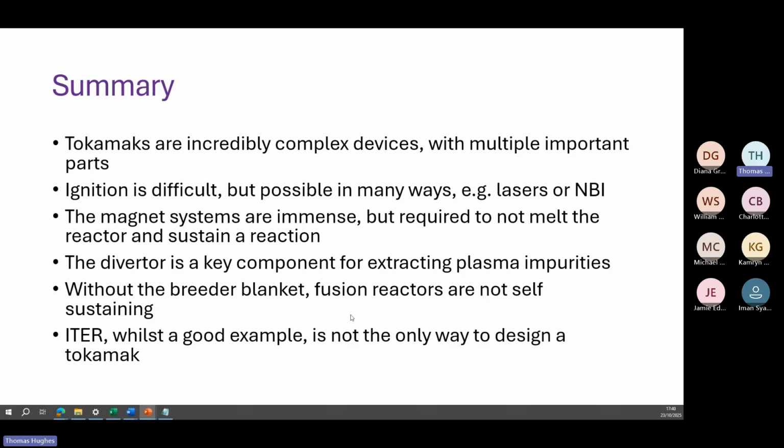The divertor is a key component. If we can't extract the impurities in our plasma, then our plasma will stop producing energy. And without the breeder blanket, we actually can't use any of these reactors. We will run out of tritium, and that's it. So yeah, ITER, whilst a good example, is not the only way to design a tokamak. Hopefully we'll show you some more designs of other ones.